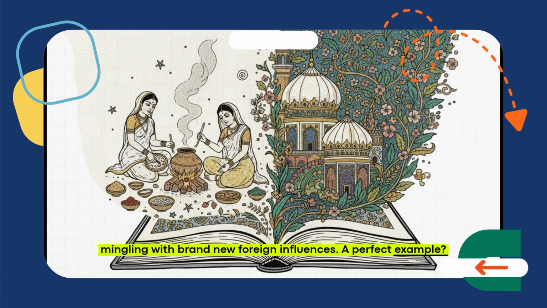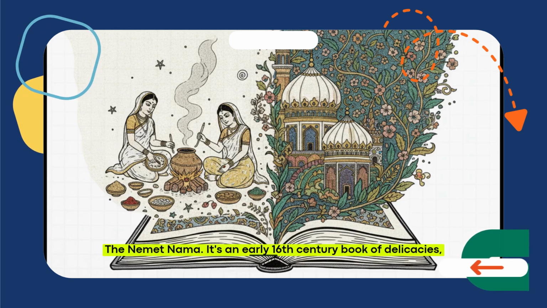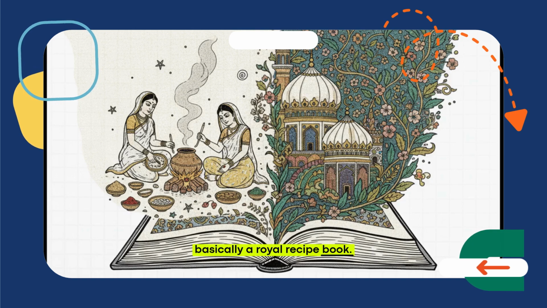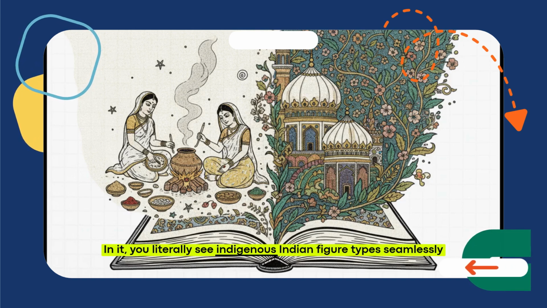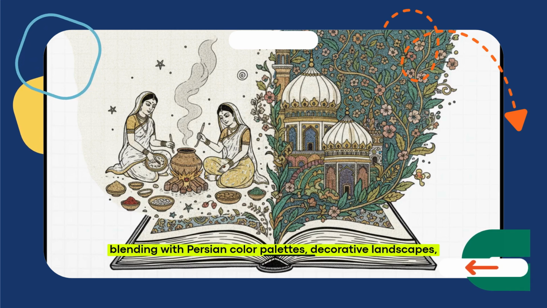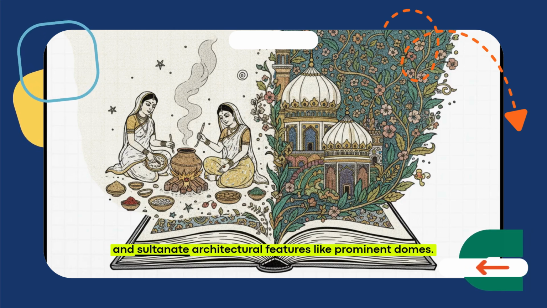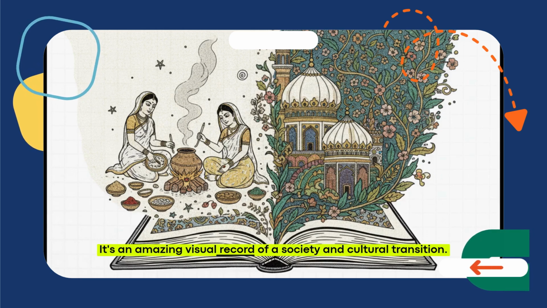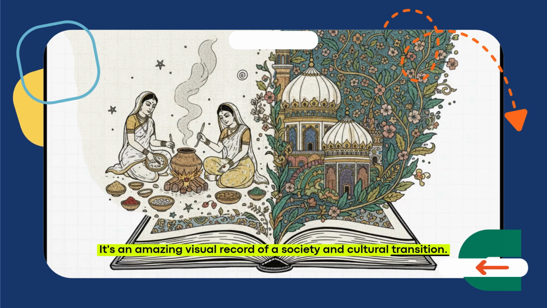A perfect example? The Nemet Nama. It's an early 16th century book of delicacies, basically a royal recipe book. In it, you literally see indigenous Indian figure types seamlessly blending with Persian color palettes, decorative landscapes, and sultanate architectural features like prominent domes. It's an amazing visual record of a society in cultural transition.